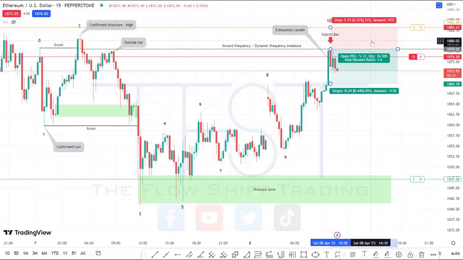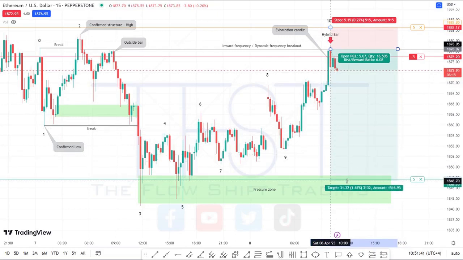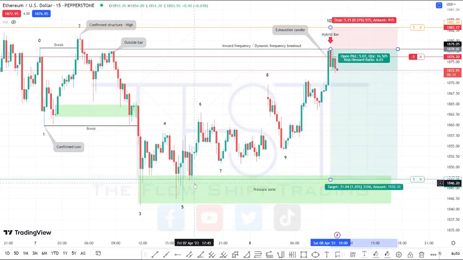Hindi siya 5 ticks. Which is itong red zone na to, compared doon sa ating logical target. Bakit logical yung ating target? Kasi we have a frequency line coming out from the pressure zone. Makita nyo, ilang touches yung tinetest nitong line na to, or ilang validation from price yung meron tong line na to.